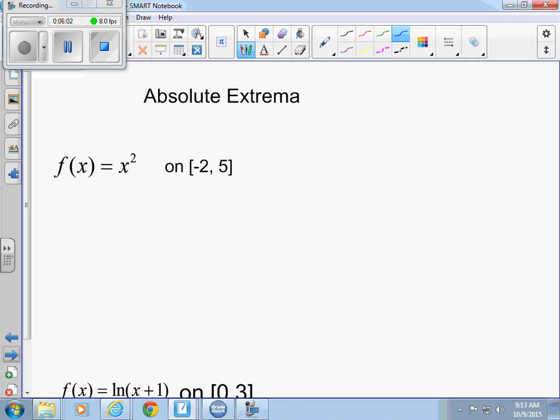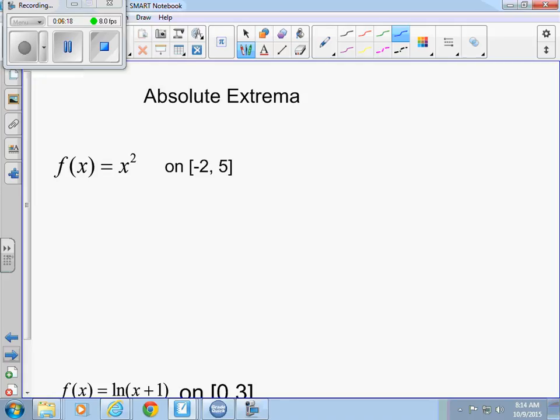This is a parabola defined only from x being -2 to x being 5. You probably already know where the absolute max and absolute min are: (0, 0) and (5, 25), right? Just by your knowledge of graphing. So let's see how we figure that out. Step 1, you need to find the critical points.